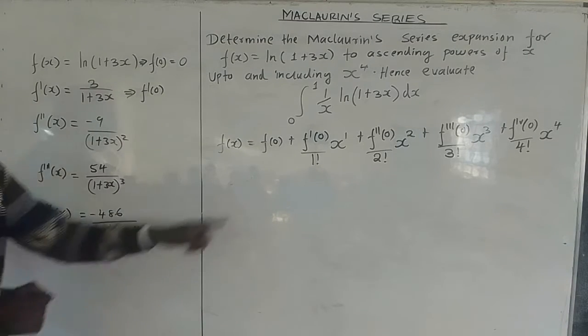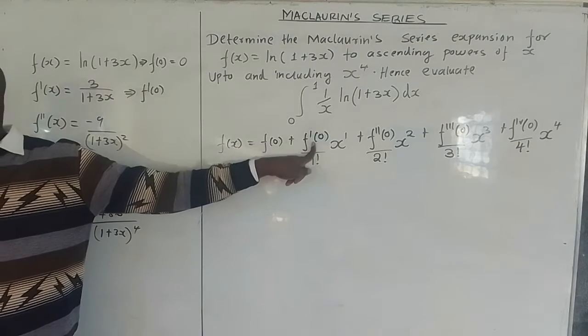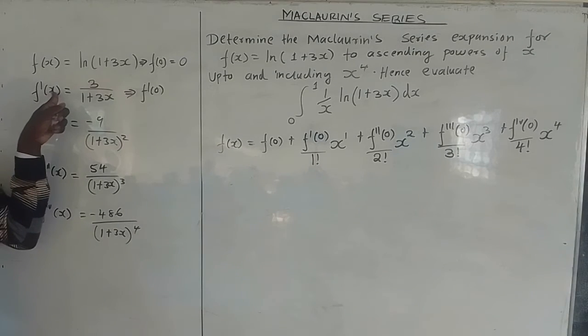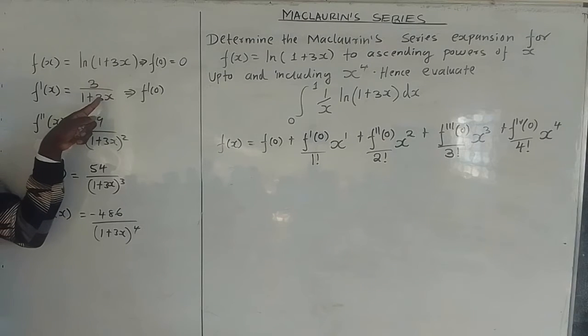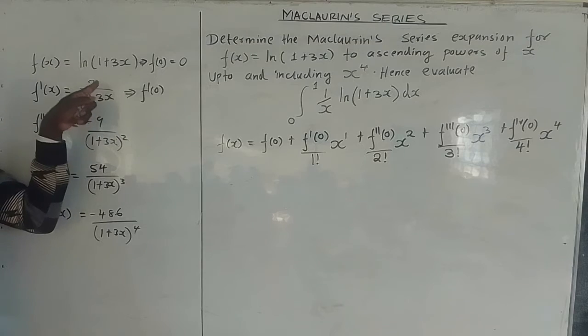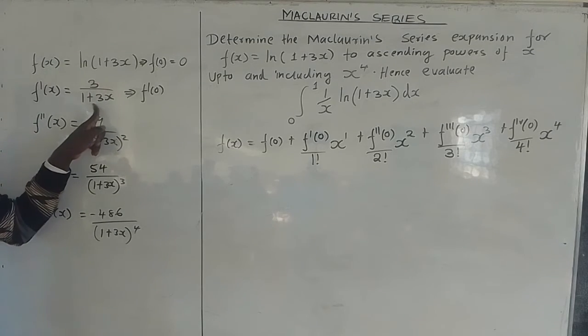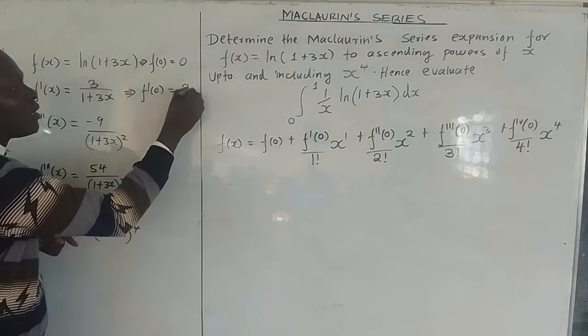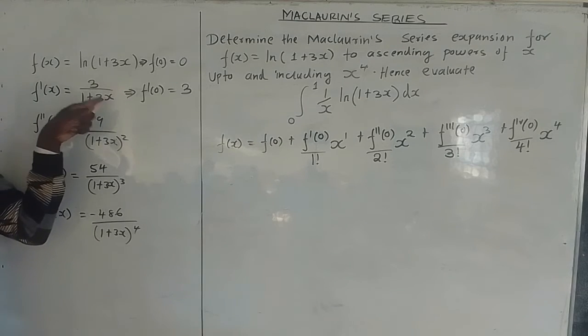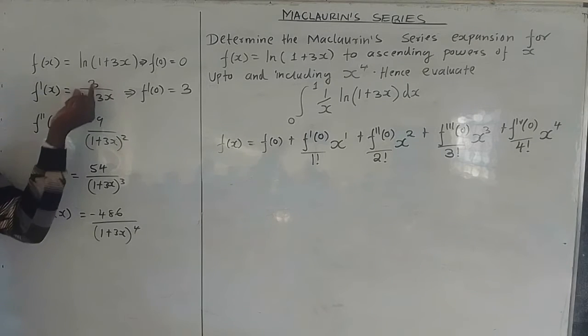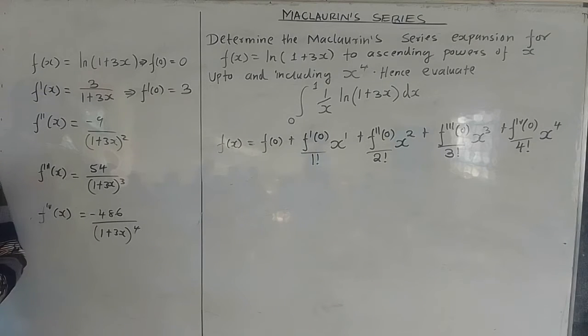f prime of 0. We are looking for this, f prime of 0. Where there is x, you put 0. So we are going to have 3 over 1 plus 3 times 0, which is 0. That is just 3 over 1. So you get f prime of 0 to be 3. If this is 0, meaning this is not there, you are remaining with 3 over 1, which is 3, isn't it? Are we together?